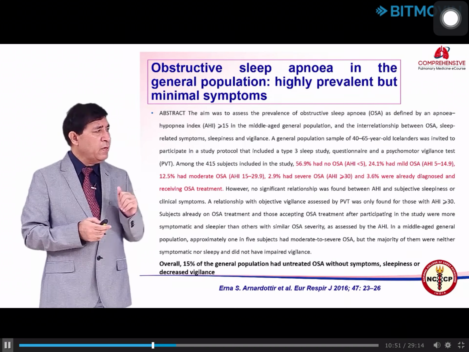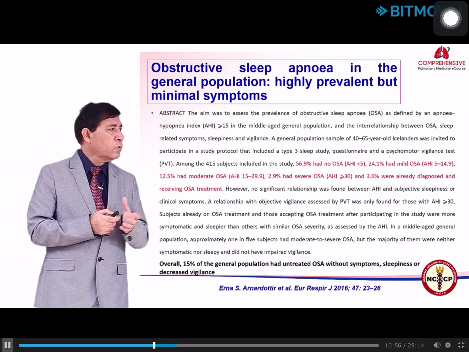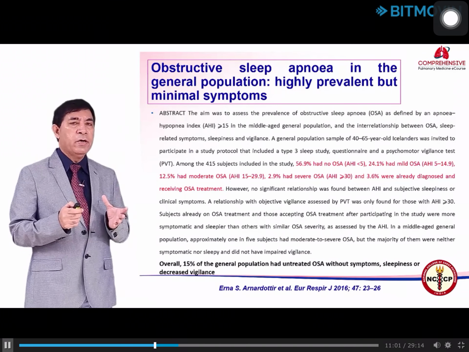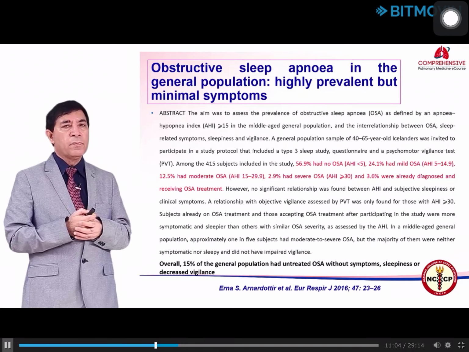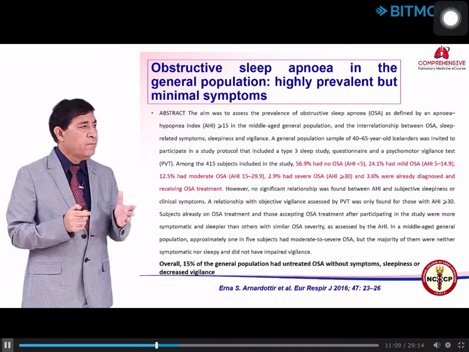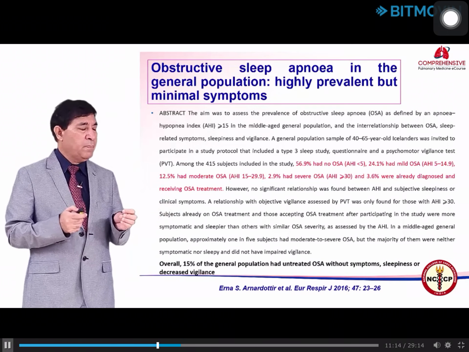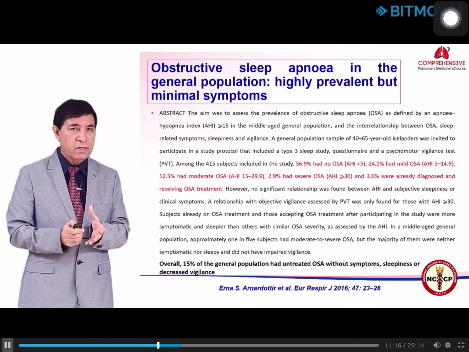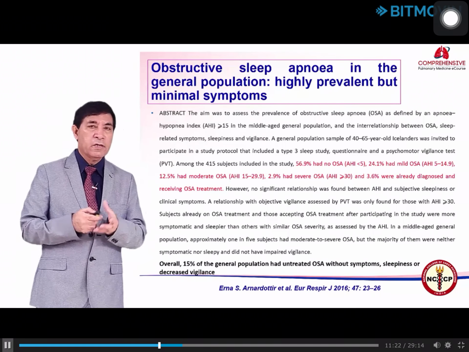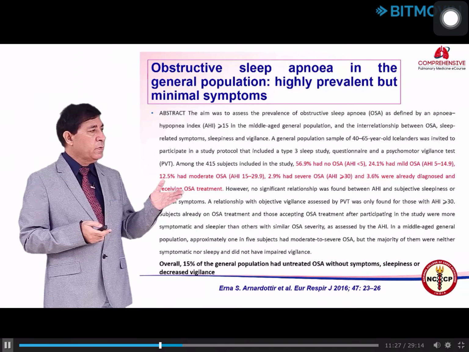Now, this is a very important study which has been published very recently, which shows that about 15% of the general population had untreated obstructive sleep apnea syndrome, and the majority of these people have no symptoms. And this 15% of people have moderately severe to severe disease, which has significant long-term consequences in terms of cardiovascular diseases and other metabolic problems. So this is a big problem.